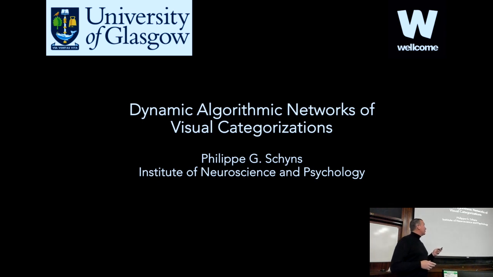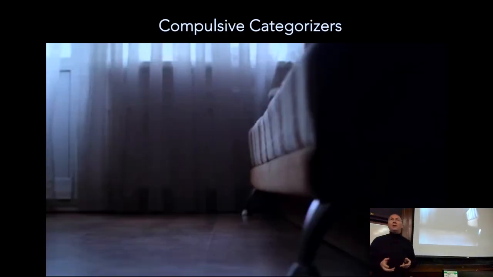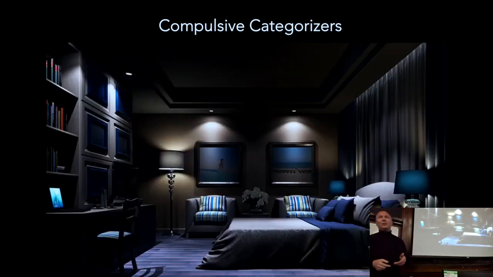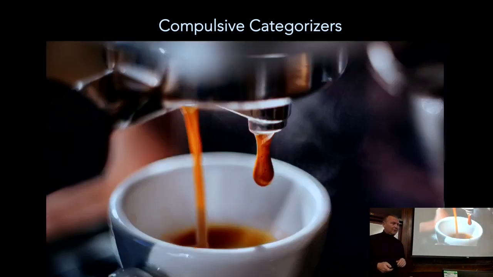So the title of my talk today, as you can see, is Dynamic Algorithmic Networks of Visual Categorization. Starting with the observation that we humans are compulsive categorizers. From the moment we open our eyes, we will try to step out of the bed, not fall and recognize where the floor is, then walk into our rooms, make sure we don't stumble into furniture, and then, of course, for those who like coffee, go to the kitchen, locate the coffee machine, the coffee cup, the water, assemble these things well, and make ourselves a cup of coffee.